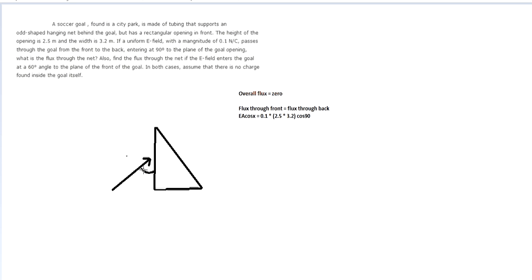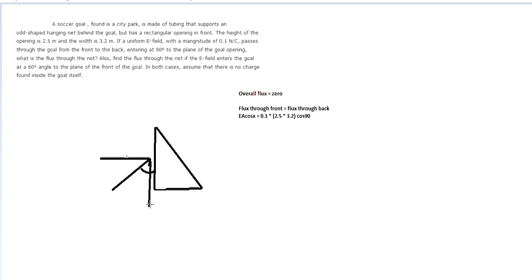This angle is 60. We have to realize that whenever we're dealing with two dimensions, we can split any vector into its components. So if this is the flux, this is going to be the flux cos theta, and this is going to be the flux sin theta.